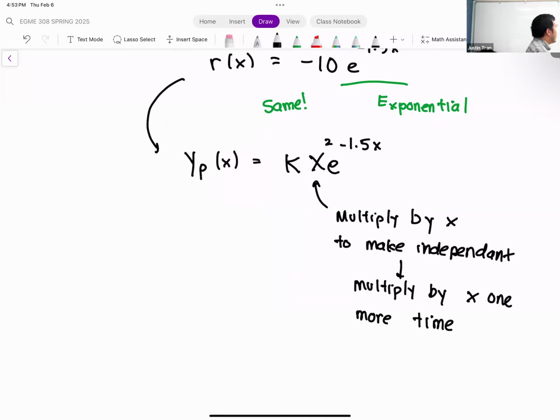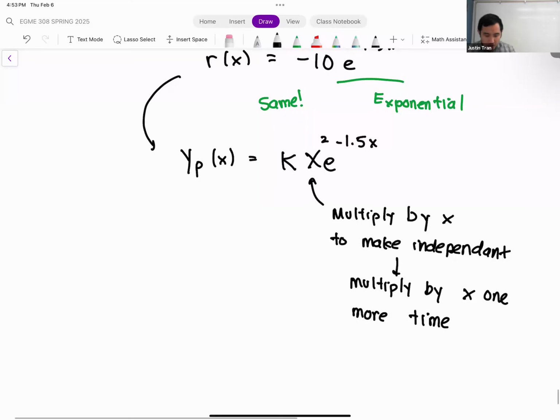You kind of just keep spamming x until you get something that's independent. You multiply by x, you ask, am I independent yet? Nope. Keep multiplying by x. Nope. Nope. And so you just keep doing it until you're independent. Luckily for second order equations, you'll probably not have to multiply by x more than twice, just because your homogeneous solution should only have two terms. But for higher order equations, which we're not going to do in this class, you can keep multiplying by x if you want. Okay, so now we have our final guess for yp.